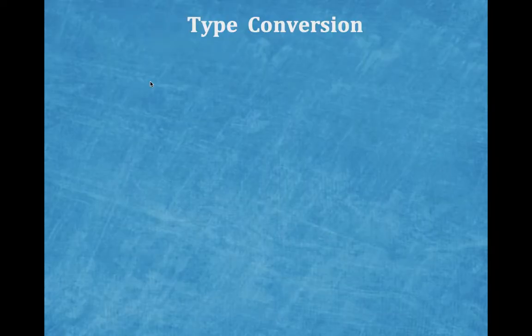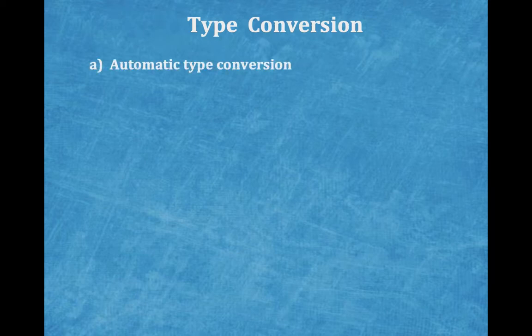Hi everybody, in this particular video we'll be studying about type conversion in C programming language. Throughout the video, do follow the mouse pointer and I suggest that you copy the examples and the exercises which I'll be taking here. Type conversion in C language is broadly divided into two categories. The first category is called automatic type conversion. Now what exactly is this automatic type conversion?